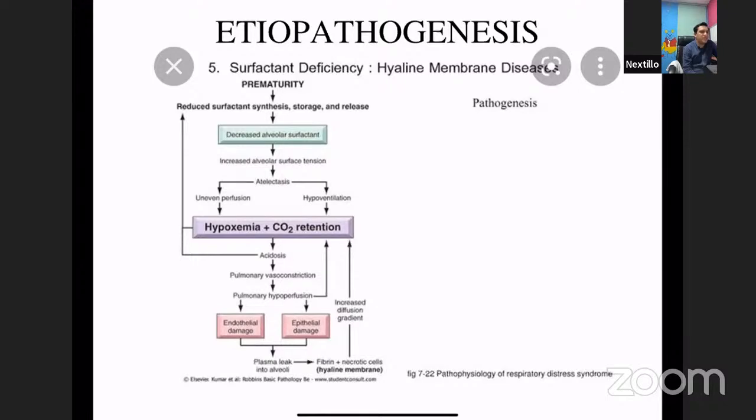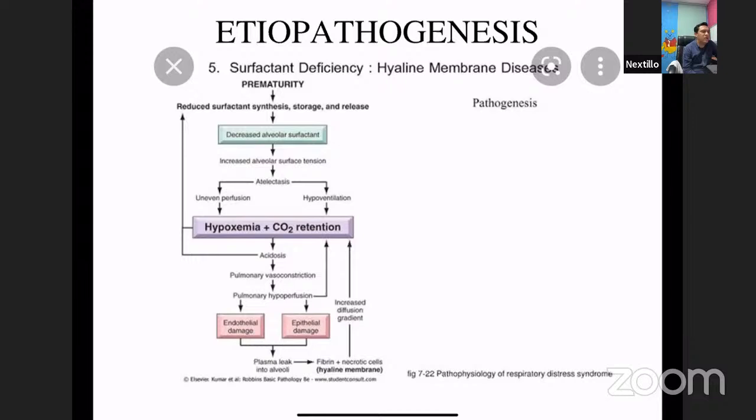Now this hyaline membrane further increases the diffusion gradient, further increasing the VQ mismatch, further increasing the hypoxemia and the CO2 retention, and this acidosis further causes decreased surfactant, inactivation of surfactant, and this vicious cycle continues.